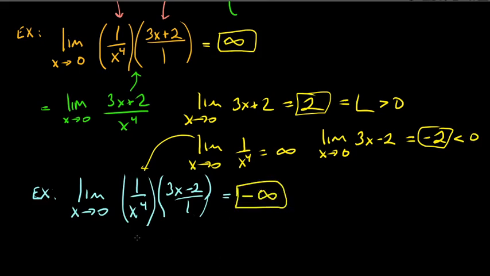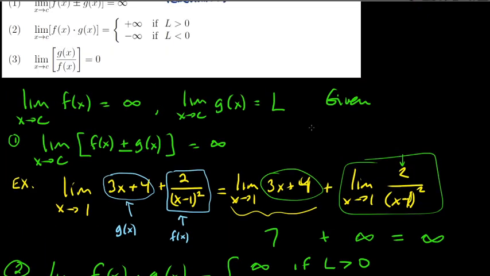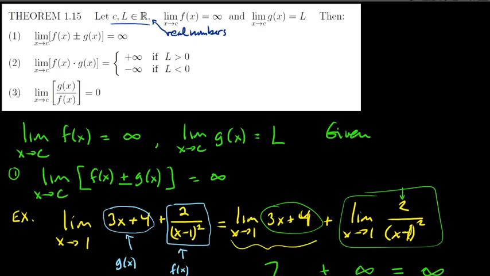Think of it this way: it's infinity times negative 2. It's a positive times a negative, so that makes it negative infinity. And you really shouldn't think of it like this, but in this case, it doesn't hurt to do it that way. So that's the second property here. And then there's one more, this third one. The limit as x approaches c of g of x over f of x, that should equal 0.